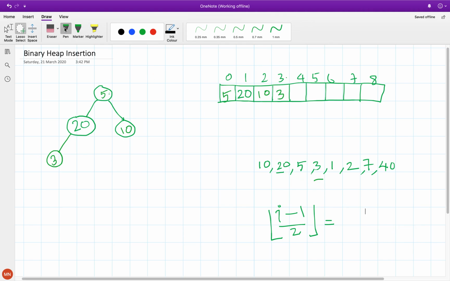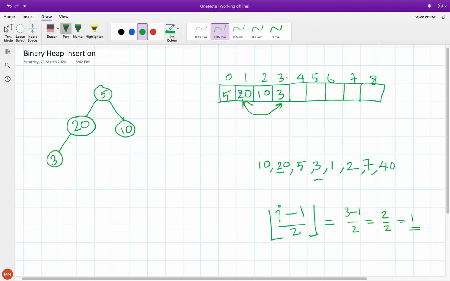Now if you want to find the index of the parent of the number 3, the index of number 3 is again 3, so this will be (3 minus 1) by 2, which is equal to 2 by 2, which is equal to 1. This is an integer value, so there is no need to take the floor. So the index is 1, so I will be swapping the number 20 and number 3. So number 3 will be at this position.